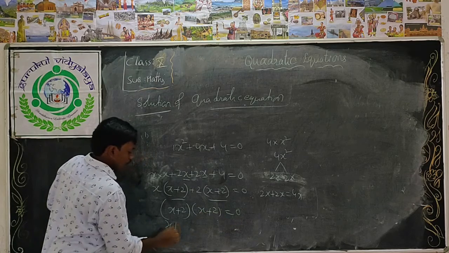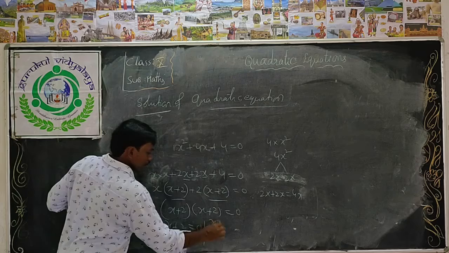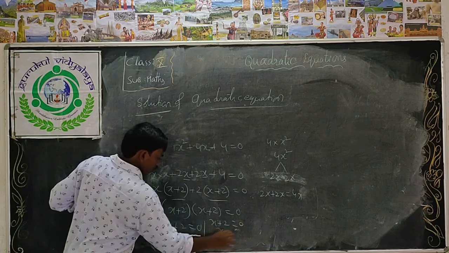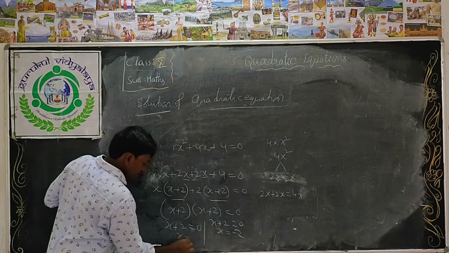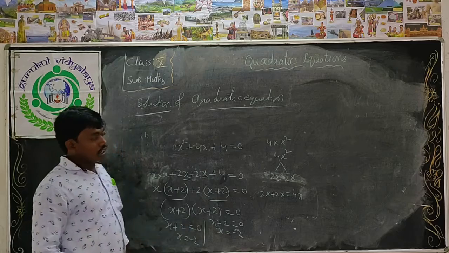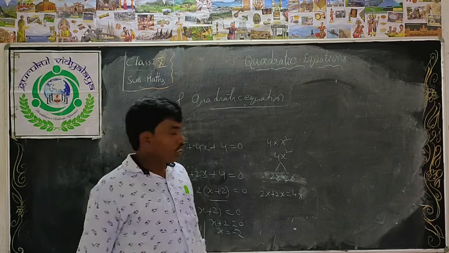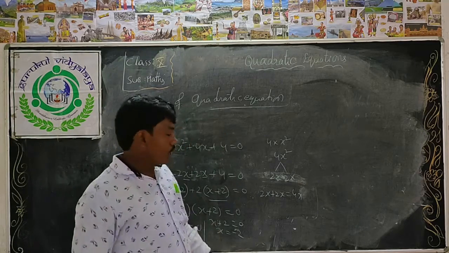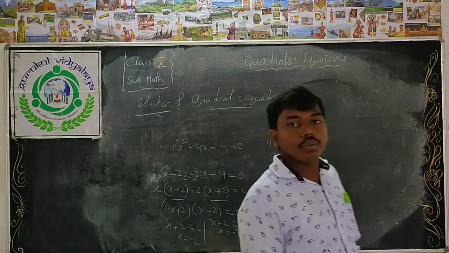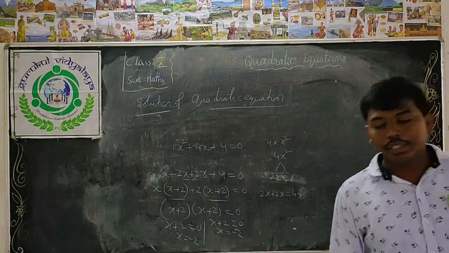The children, x plus 2 is equal to 0 and x plus 2 is equal to 0. So x equal to minus 2, x equal to minus 2, the same answer. This is called equal roots. So now this is the solution of the quadratic equation by the splitting method.